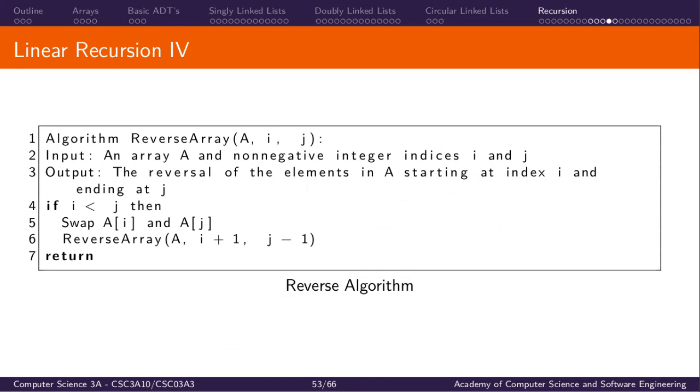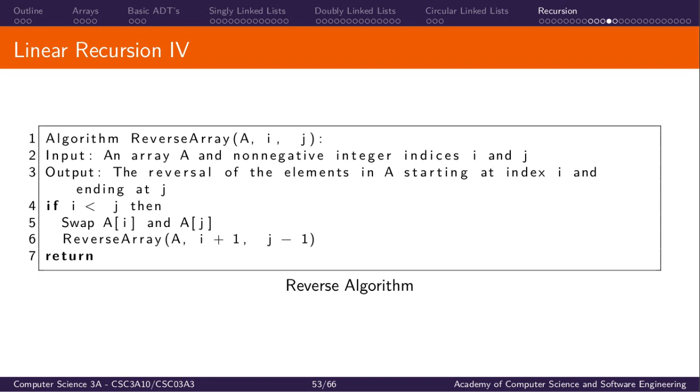Here is another method that allows us to reverse the order of elements in an array. Here we pass an array A and two indices i and j, and what it'll do is swap all the elements between those indices i and j. So the output should be the reversal of the elements in A, starting at index i and ending at index j. So what do we actually do?